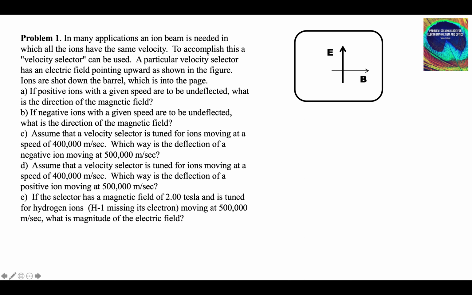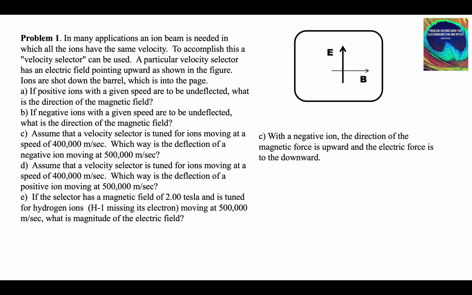Part C, assume a velocity selector is tuned for ions moving at 400,000 meters per second. Which way is the deflection of a negative ion moving at 500,000 meters per second? So the ion's moving too fast. To get to the direction of the deflection, we need the forces. Let's put them on the diagram. The magnetic force is upwards. The electric force is downwards for a negative ion.